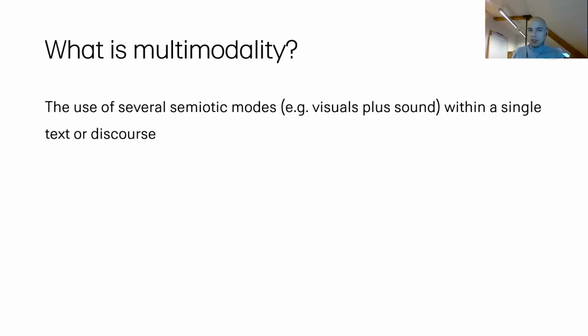So in essence, multimodality is just the use of several different semiotic modes within a single text or within a single discourse. So just to give you an example, I'm now using my voice to communicate something to you, but I'm also using my hands to make gestures. And you can hopefully also see the title, the textual information on the screen as part of my PowerPoint presentation as well. So that's already at least 3 different semiotic modes. So the text on the screen, the sound of my voice, and the gestures that you can see, all working together to communicate the same message. And that is the general idea of multimodality.